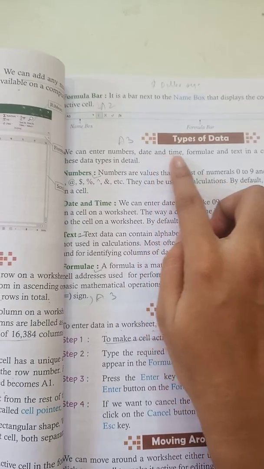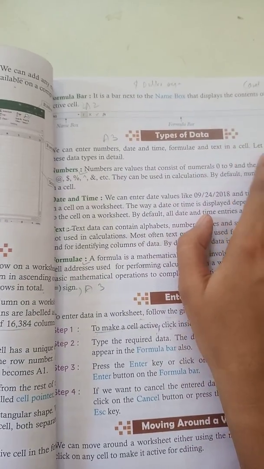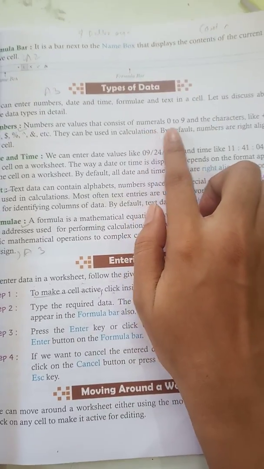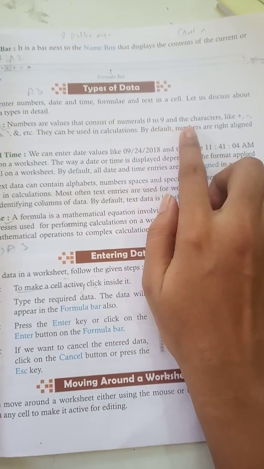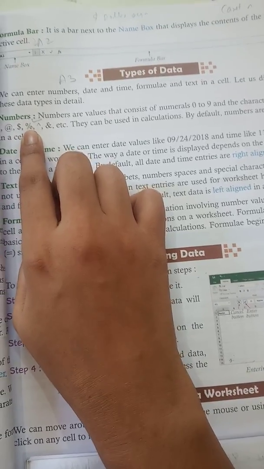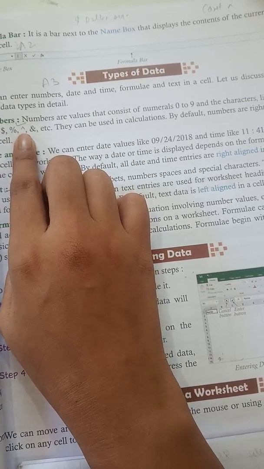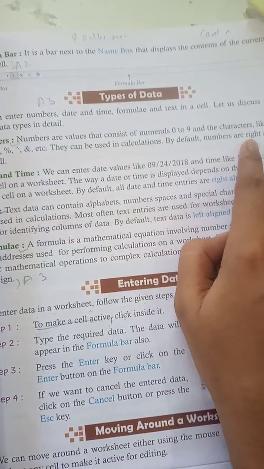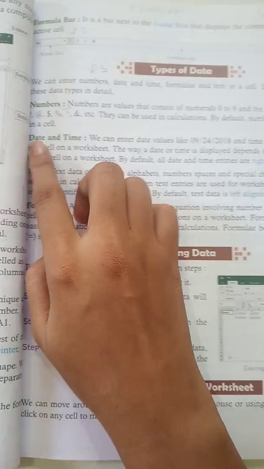Types of data. We can enter number, date and time, formula and text in a cell. Let us discuss these data types in detail. Numbers are values that consist of numerals 0 to 9 and characters like plus, minus, exclamation sign, $, percent sign, caret and etc. They can be used in calculation. By default, numbers are right aligned in a cell.